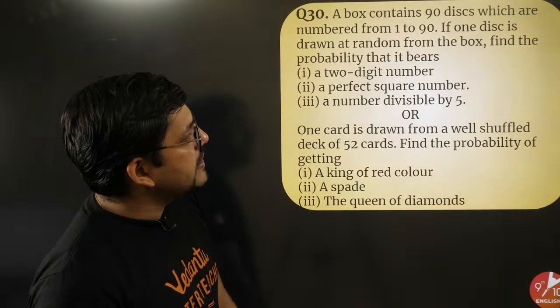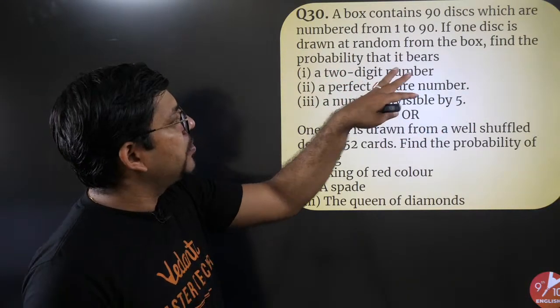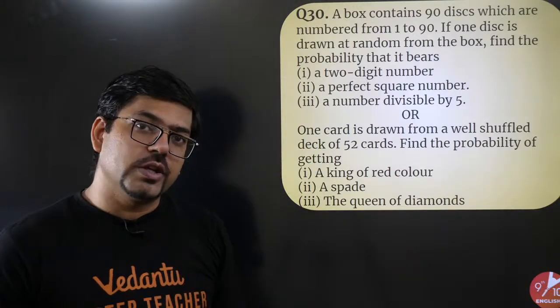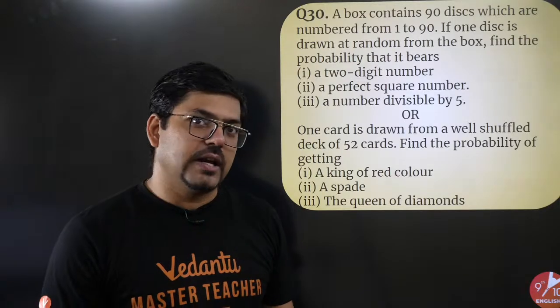Next question, a box contains 90 discs which are numbered from 1 to 90. If one disc is drawn at random from the box, find the probability that it is a 2-digit number. So from 1 to 90, how many 2-digit numbers are there? Come on, come on. I guess this one everyone knows.